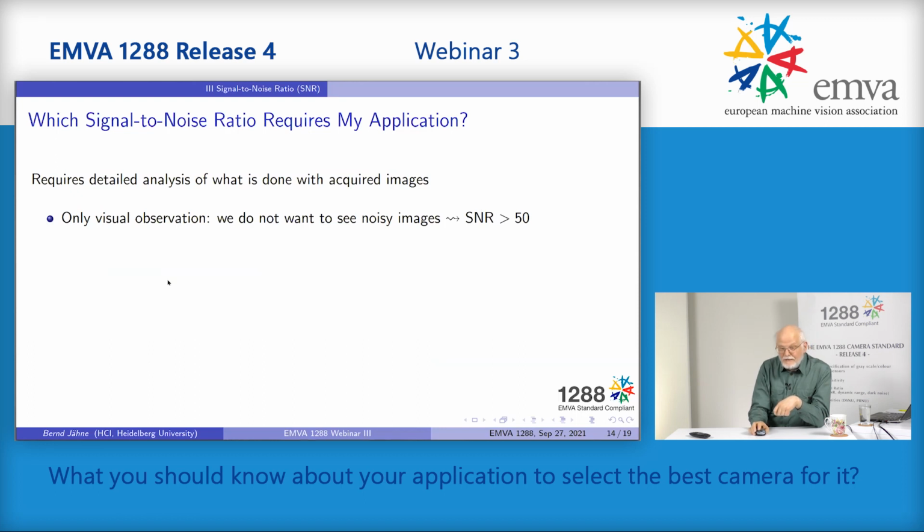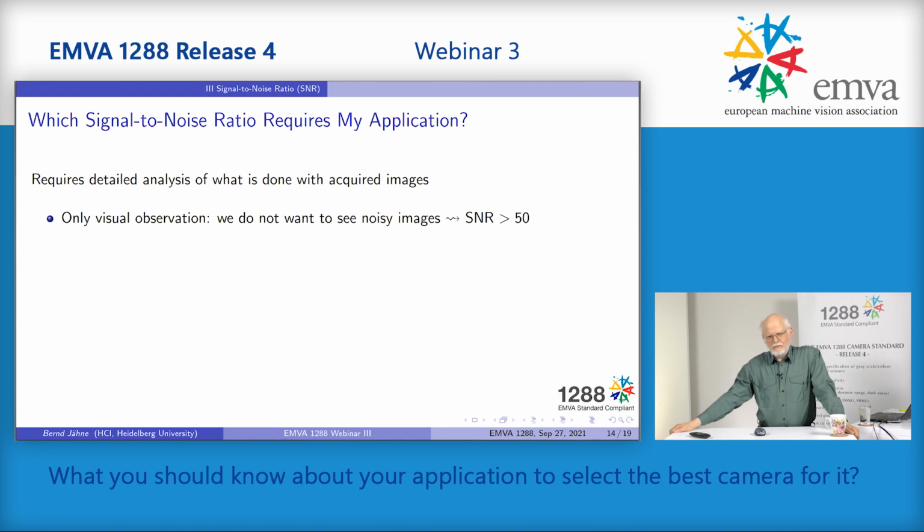So, the final thing I want to say, and this is actually quite easy to do: what is the signal-to-noise ratio required by your application? And I give you here three different use cases. What you really need to do is a detailed analysis of what you want to do with your acquired images. If you only do visual observation, so that, let's say, a human looks at the image, then you want, of course, that you don't see any noise in the images.